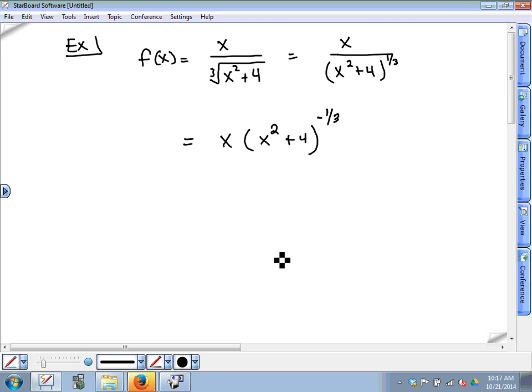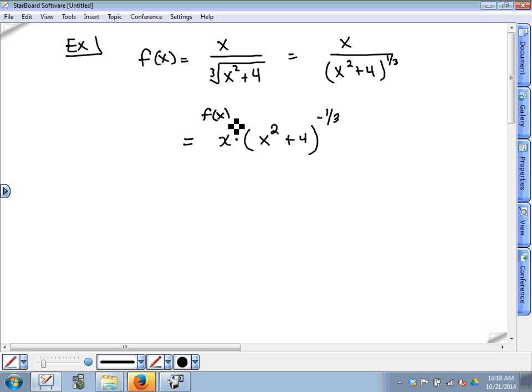negative 1/3. But it's still not super easy because what do we have here? Now we have the product rule. If it was just a number like 2 times whatever, that's not a product rule. But if we have two functions multiplying each other, like x times this function, that's a product. The product rule is probably easier than the quotient rule, but we're still going to have to use it.